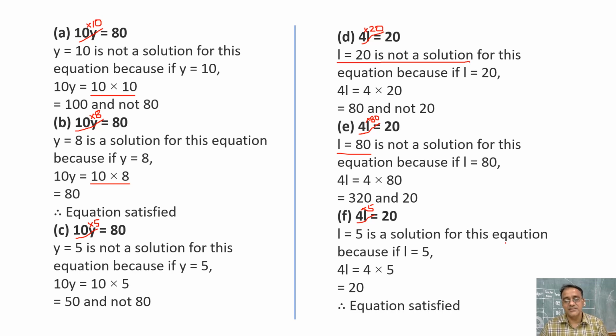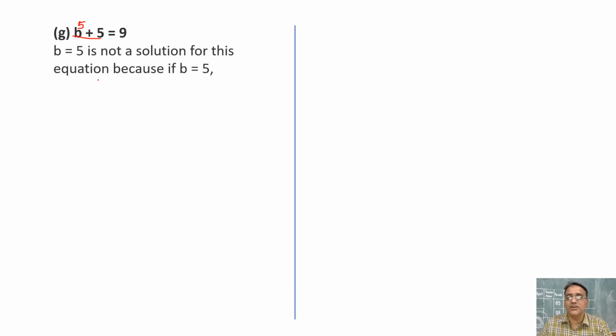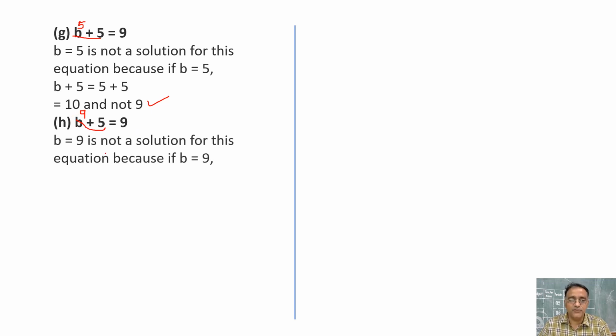So therefore the equation is satisfied. Now next question, b + 5 = 9 and the value of b is given as 5. So 5 plus 5 is how much? 10. So which is not equal to 9. So therefore 5 is not a solution for this equation, because substituting 5 gives 10, and we need 9. So next question, the value of b is given as 9. What is 9 plus 5? 14, which is not equal to 9. So therefore b = 9 is not a solution for this equation, because we are getting 14, not 9.